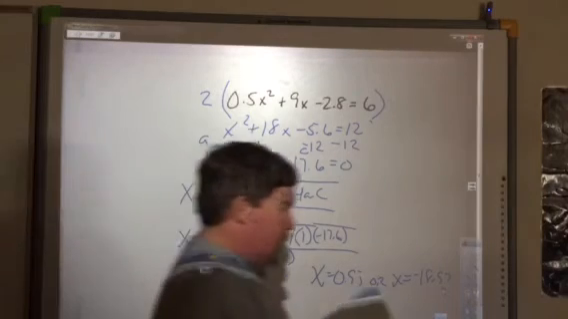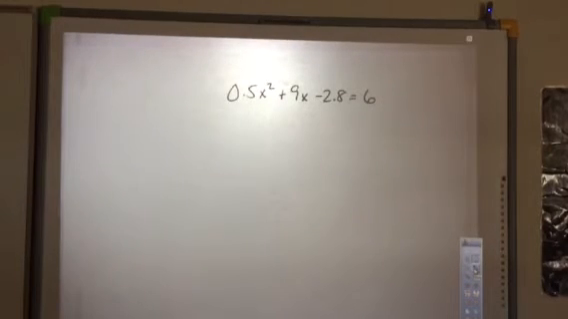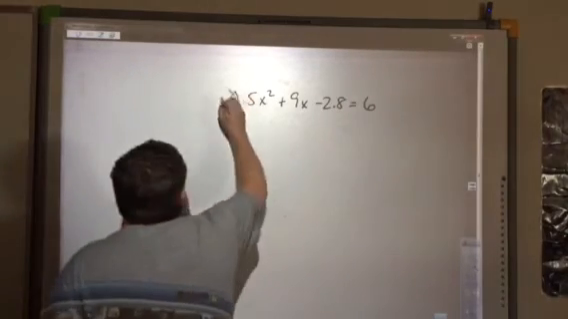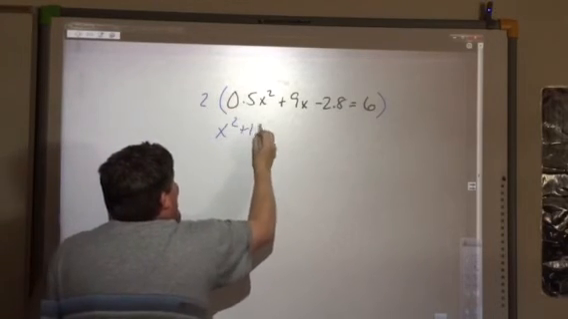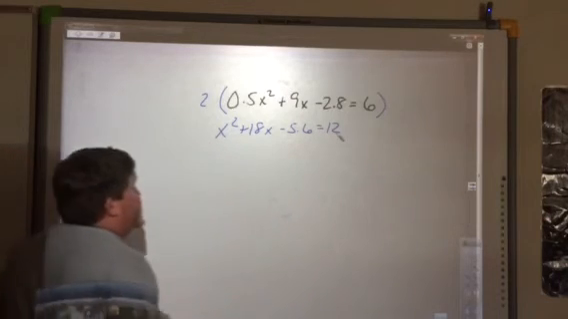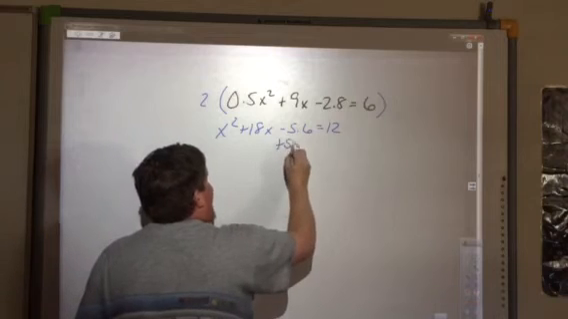And then somebody wanted to know what it looks like when we complete the square. Okay, when we complete the square, again we got to multiply everything by 2. We want x squared by itself. So x squared plus 18x minus 5.6 is equal to 12. This doesn't factor, so we're going to add 5.6 to both sides.